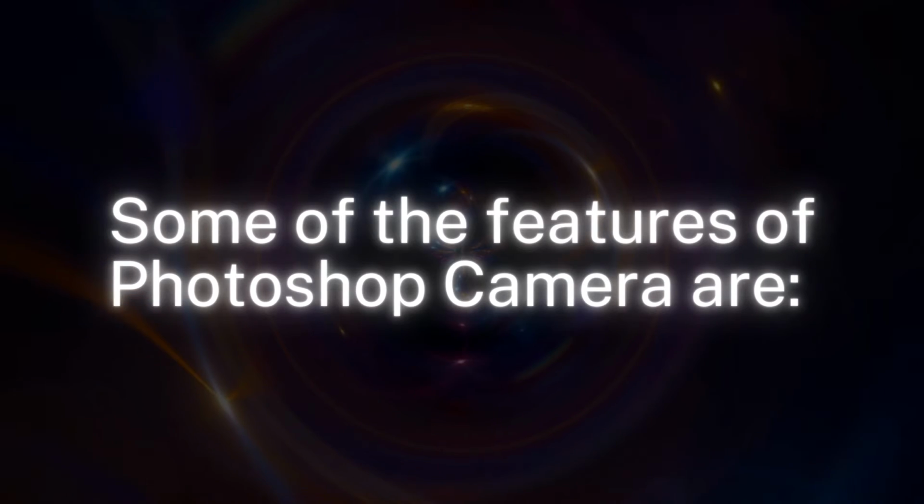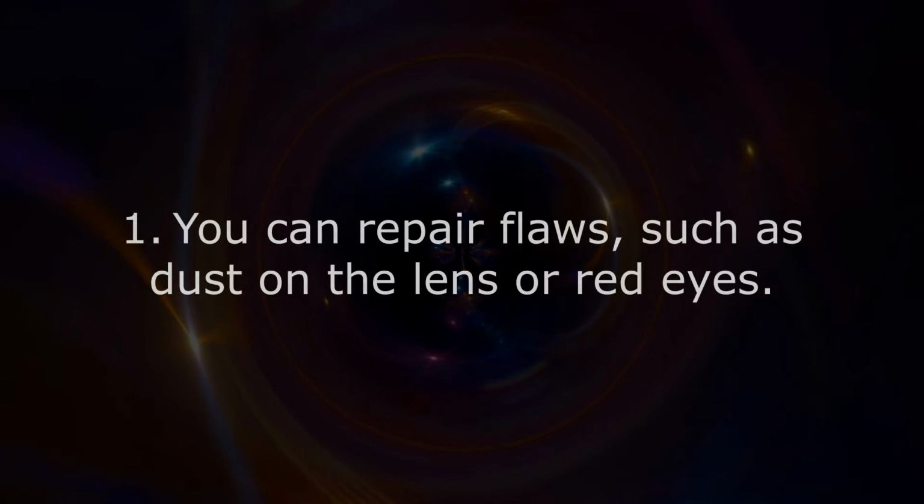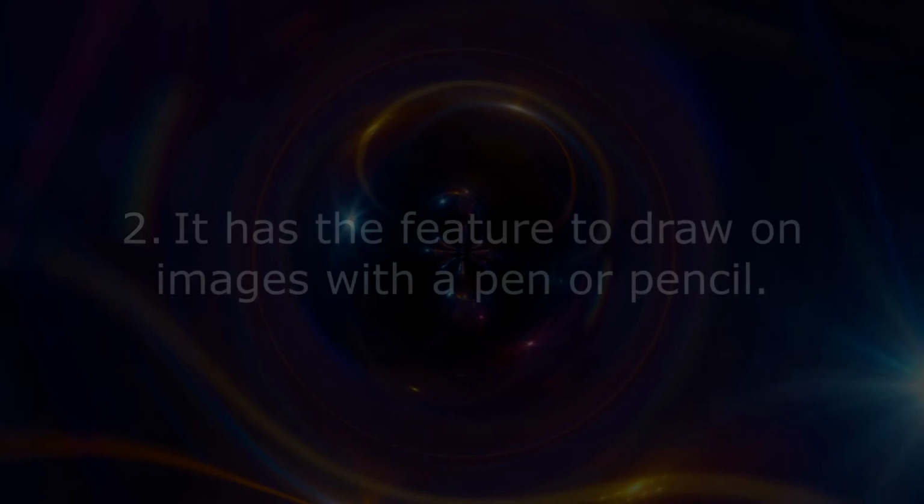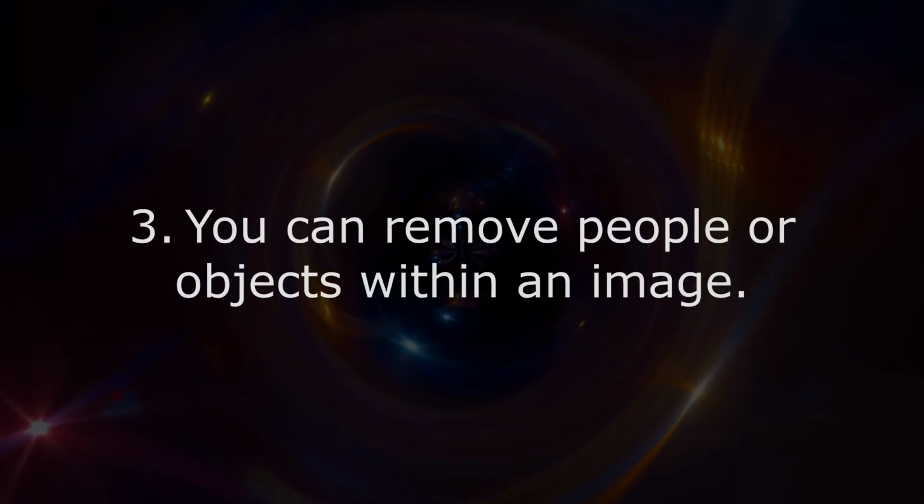Some of the features of Photoshop Camera are: 1. You can repair flaws, such as dust on the lens or red eyes. 2. It has the feature to draw on images with a pen or pencil. 3. You can remove people or objects within an image.